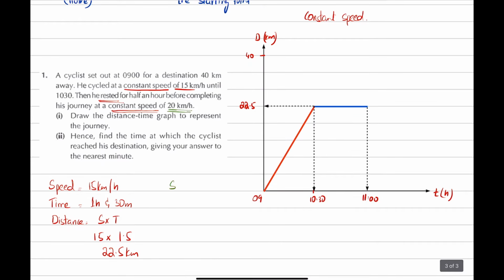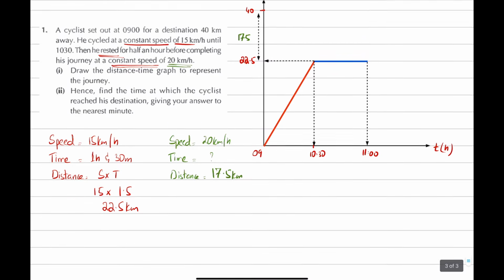We know the speed at which he's going to cover the remaining distance, which is 20 kilometers per hour. We don't have the time, and we also don't have the distance given to us. So what am I going to do now? 40 minus 22.5. We know the remaining distance, because the question told us in the beginning that the journey is 40 kilometers long. He has already covered 22.5. That means now there's just 17.5 kilometers to go. So I was just joking that we don't have the distance. We do have the distance.